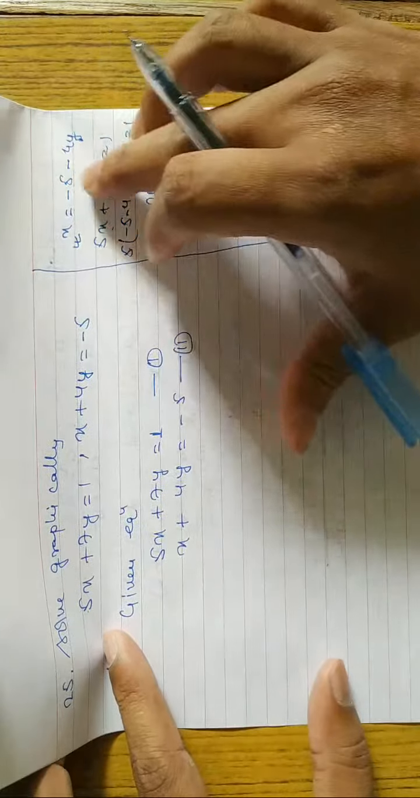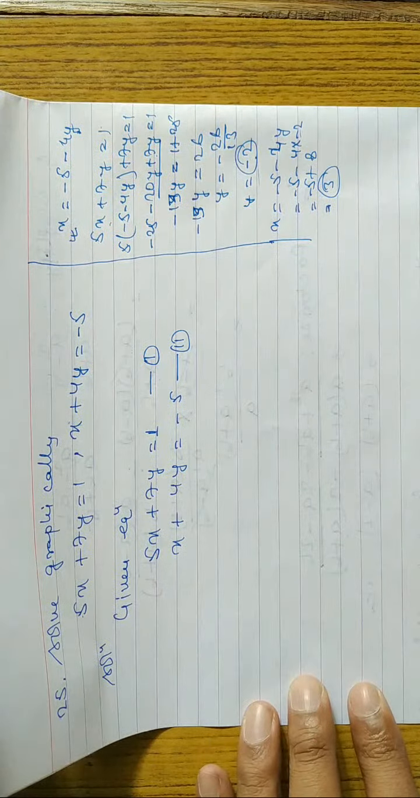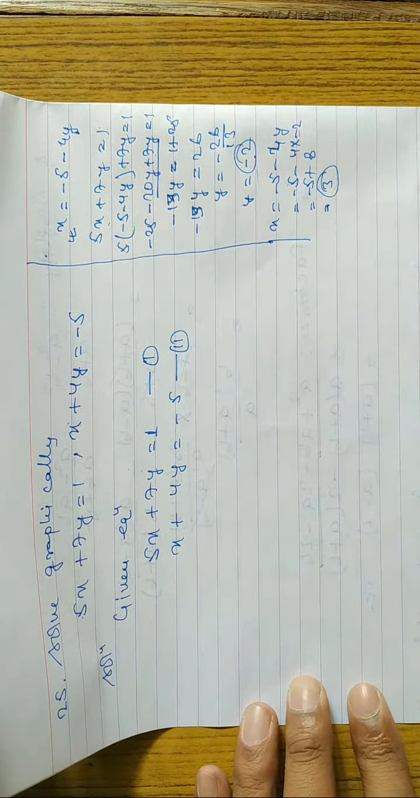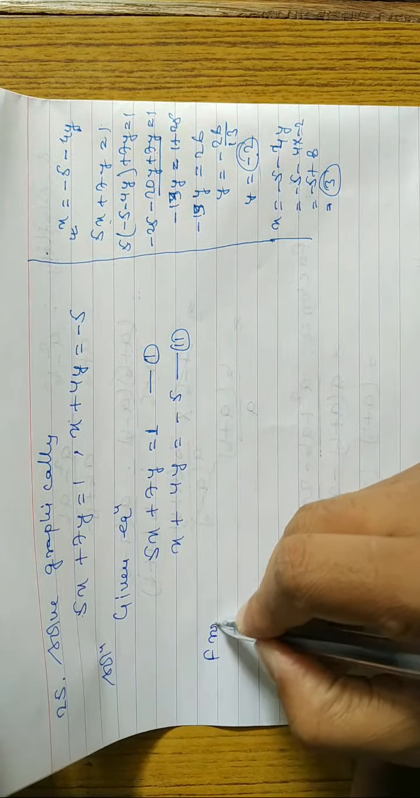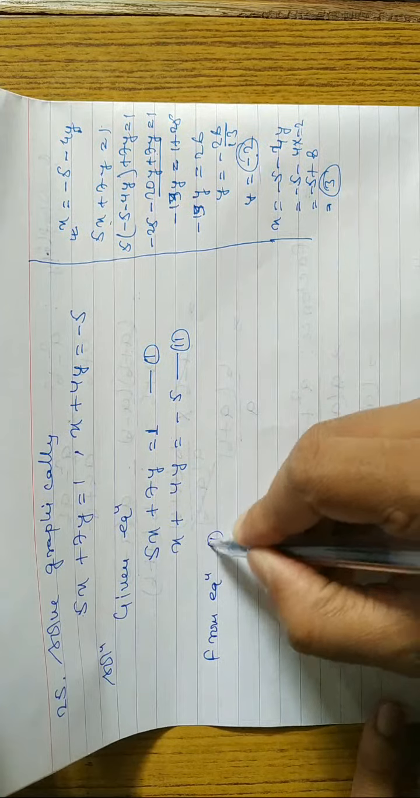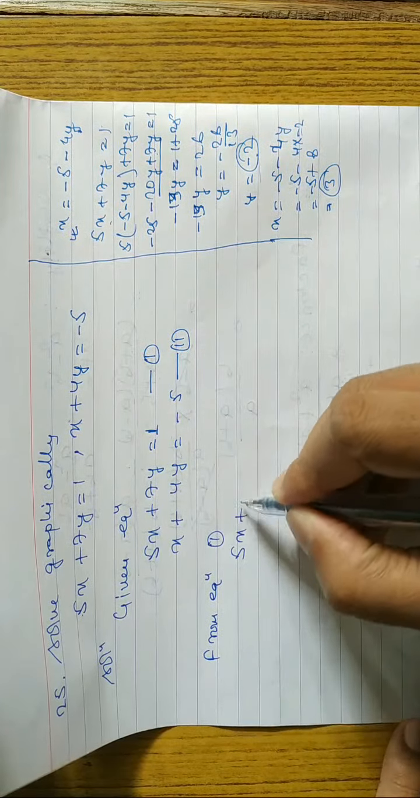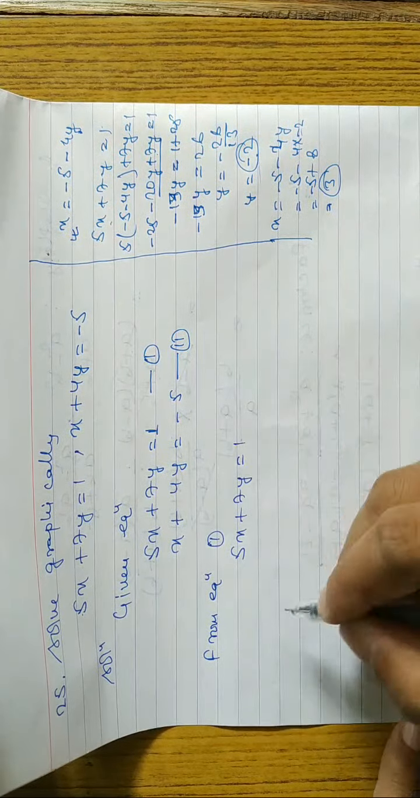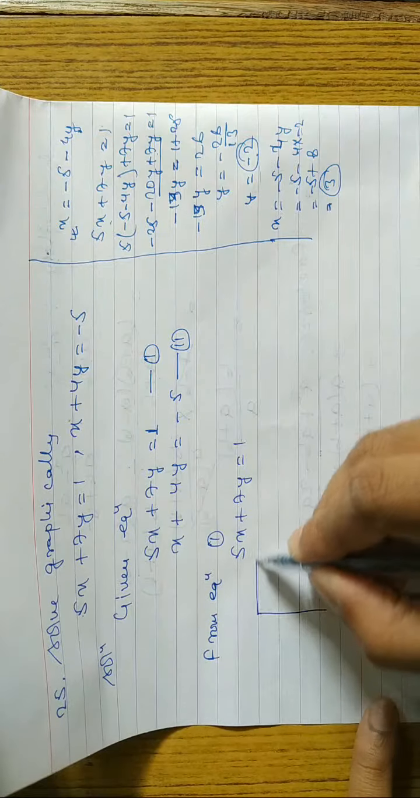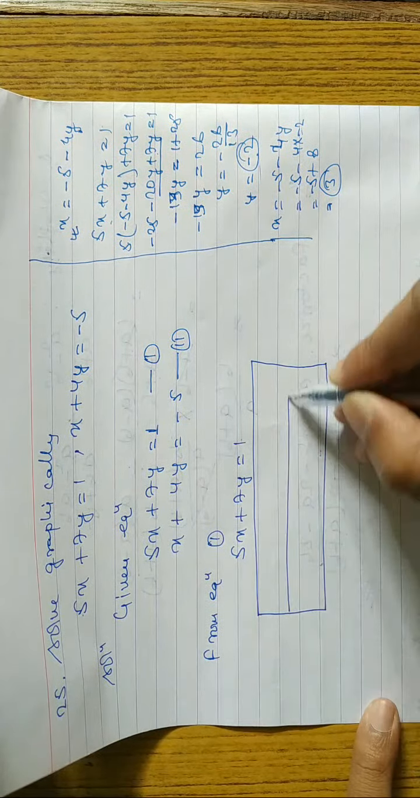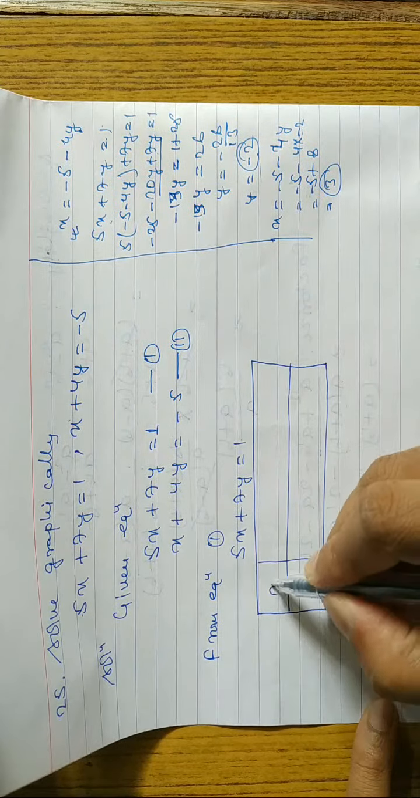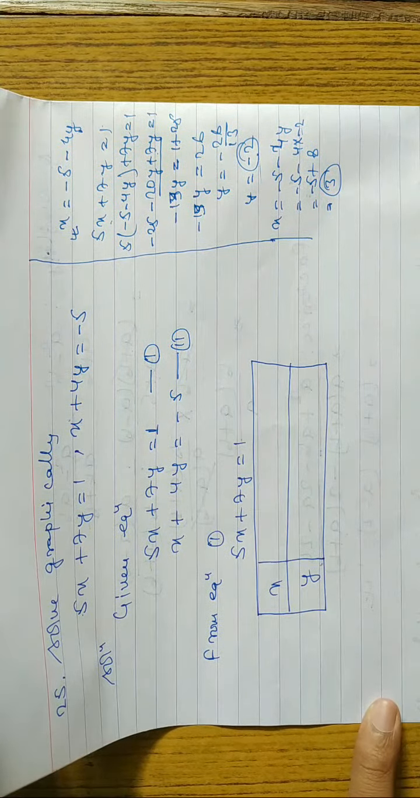First of all, we have to solve this in rough, and we have to check what is the value of x and what is the value of y. Now, from equation 1, what is there? 5x plus 7y is equal to 1. Now we have to make a box. To solve graphically, we have to make a box. x here we have to write, and y here we have to write.